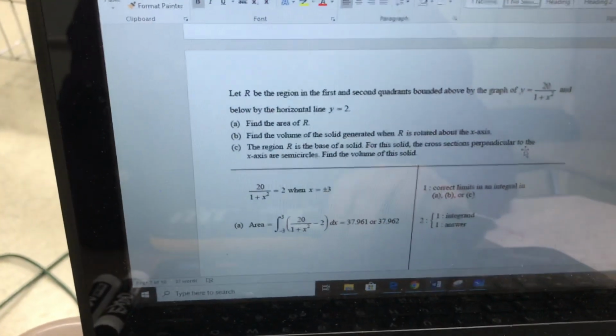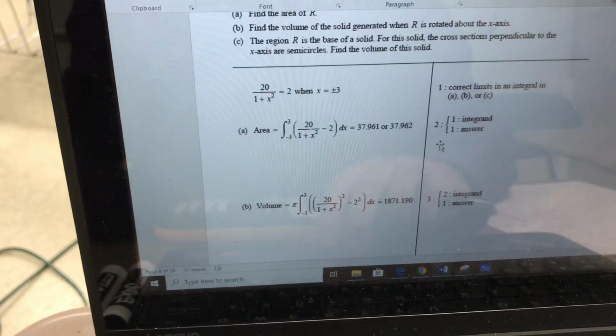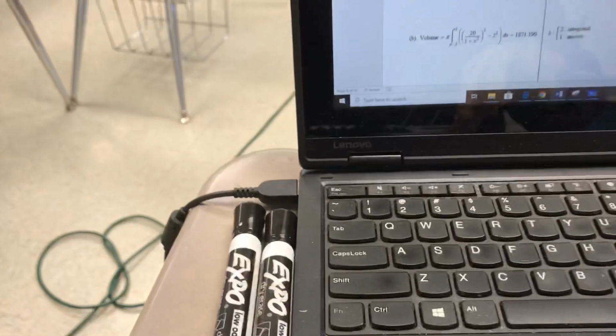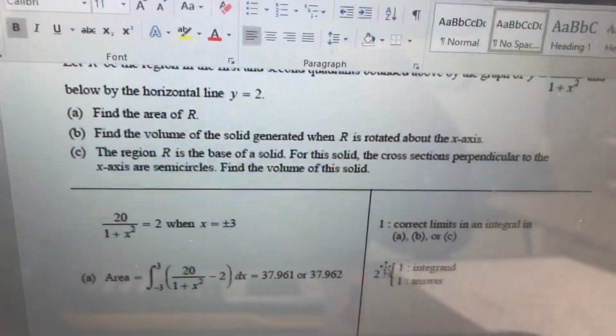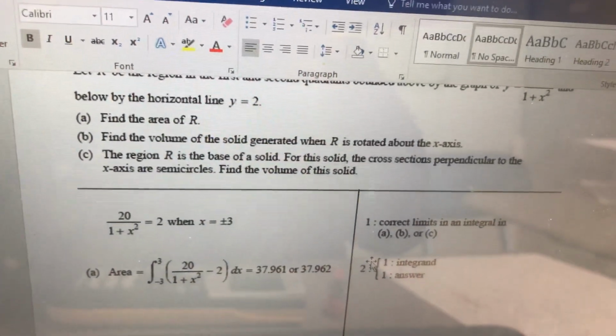Let's look at their answer here. Let's see what's going on. Looking good there as well. Okay, part C. It says in part C, the region R is the base of a solid. The cross sections perpendicular to the x-axis are semicircles. And we want to find the volume of that solid.